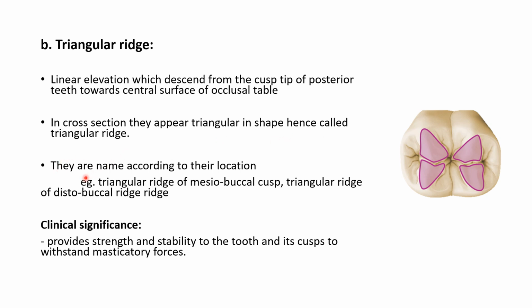The names of these ridges are according to their location. Triangular ridge of the mesiobuccal cusp. If this is the buccal and this is the lingual side, this will be the triangular ridge of the mesiobuccal cusp, this the triangular ridge of the distobuccal cusp, this the triangular ridge of the mesiolingual cusp, and this the distolingual cusp. And what is the clinical significance?